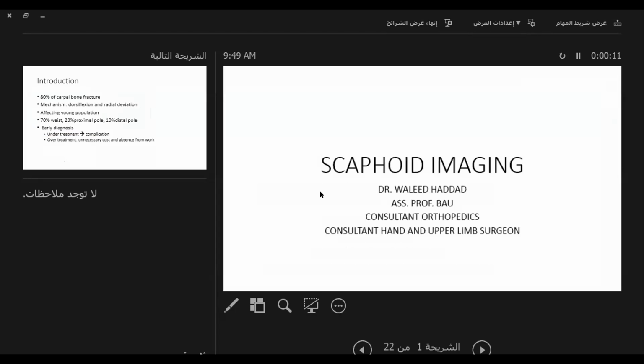I'll talk about the scaphoid imaging. I chose this subject because we still see a lot of missed cases and undertreated cases. And everybody knows the financial burden, in addition to the absence from work or changing lifestyle after missed scaphoid injuries.